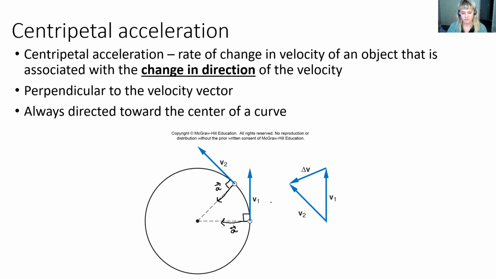And notice if I wanted to find the direction of the change in the velocity between these points, point 1 and point 2 in the circle, I do v1, velocity at point 1, minus the velocity at point 2, I would get this vector right here, delta v. And it's pointing towards the center of the circle. That means that the acceleration vector points towards the center of the circle.